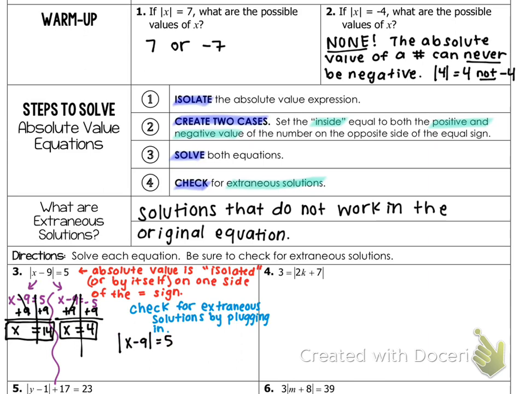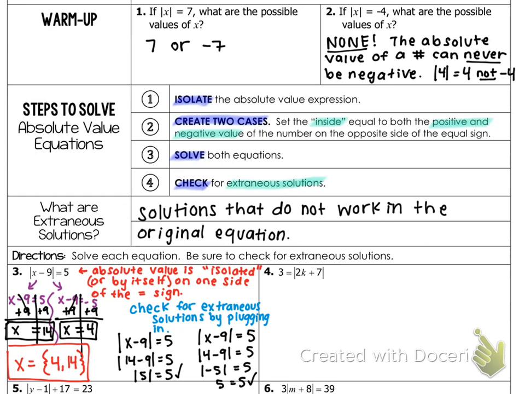Okay, so we're going to check by plugging in to the original equation. So this is the original equation. I'm going to plug in 14 to x, because that's what I got for one of my x's. So 14 minus 9 is 5. So is the absolute value of 5 5? Yes. So that means that 14 works. Let's plug in 4. If we plug in 4 to x, 4 minus 9 is negative 5, but the absolute value of negative 5 is 5. Remember, anything in the absolute value comes out positive. So 5 equals 5, yep. So that means that both of those are our answers.